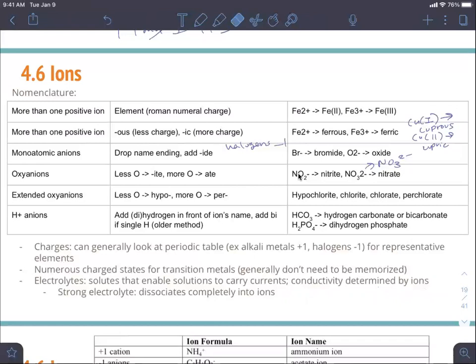Oh yeah, and transition metals. Transition metals have numerous charge states because they also have their d orbitals free to accept charges. Because of that, they have numerous charges. One example would be chromium: you can have chromium 2+, 3+, 4+, and so forth. But you generally don't need to memorize these. You would be given the charges or the compounds.